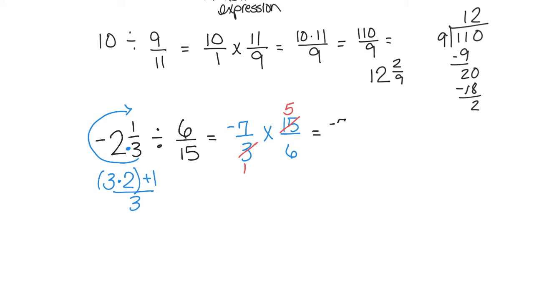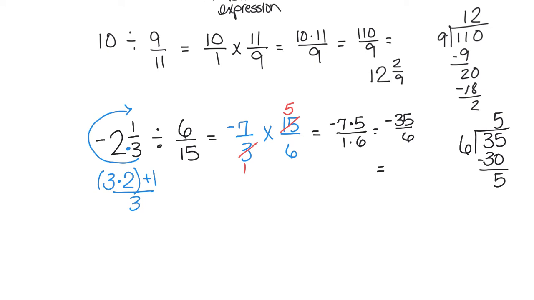So they have -7 times 5 over 1 times 6, which gives them -35 over 6, which is still improper, but it's a smaller number for them to work with. 6 will divide 35 5 times with 5 left over. So then their mixed number becomes 5 and 5/6, and they place their negative in front of their whole number.